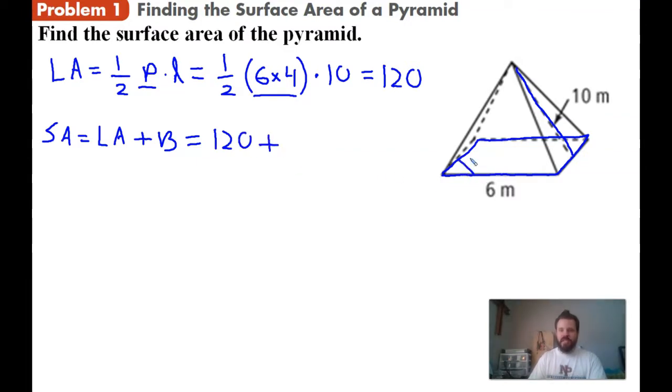Now the area of the base is just this square on the bottom. Side length is 6, so we can just say 6 squared. So in other words, 120 plus 36, that's going to give us a 156 meters squared.